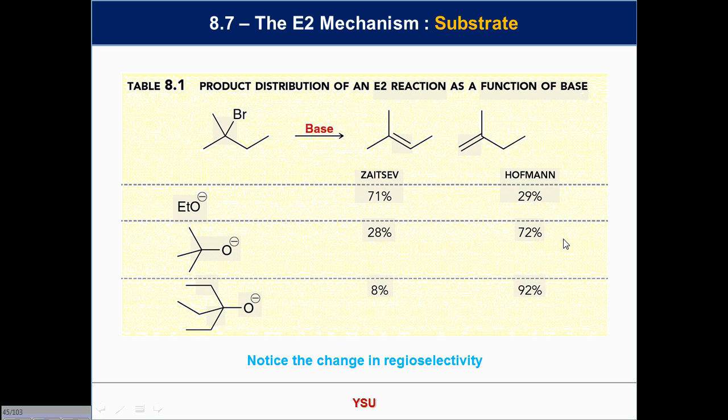These molecules do not do what they do because Zaitsev told them to, or in the next chapter, because Markovnikov told them to. Markovnikov and Zaitsev observed what they did, and it then became a rule, a general idea of what can happen in a system. So I'm talking here about this word regioselectivity.